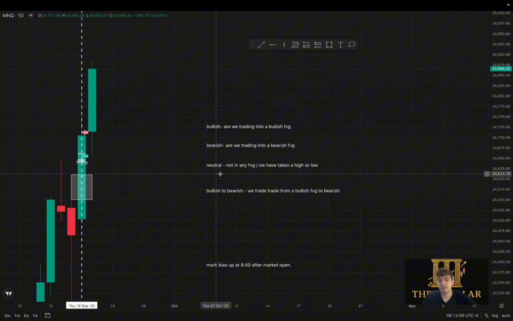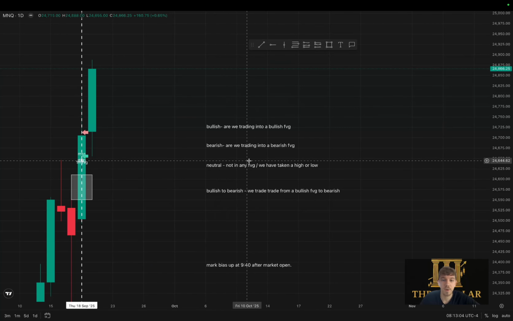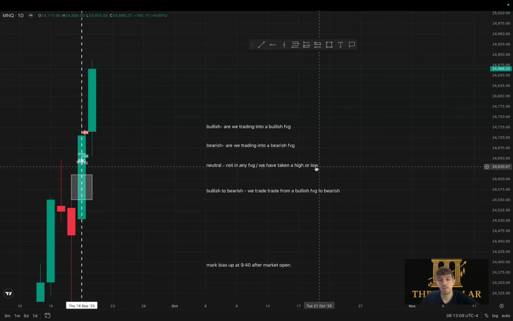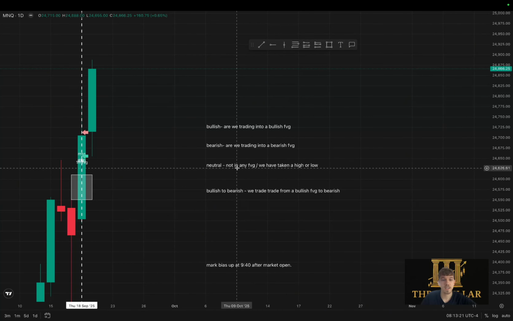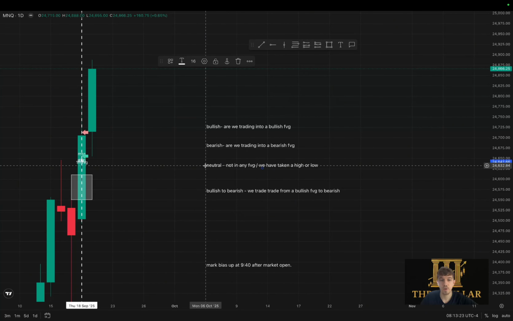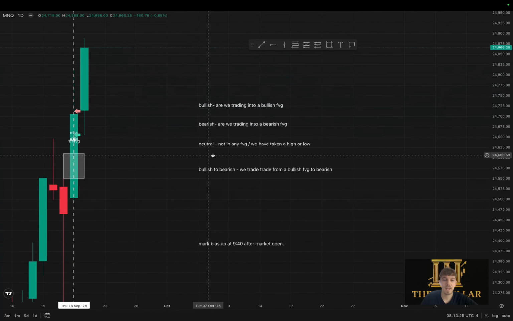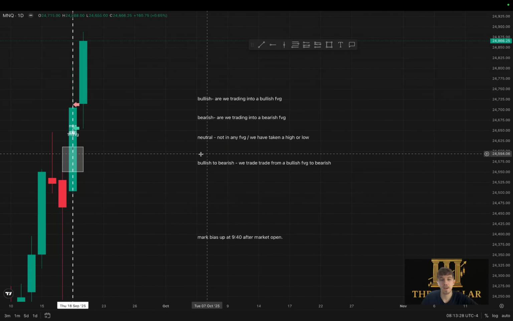A neutral bias is where we don't have a bearish or bullish bias, and that's basically if we're not trading into any fair value gap, or we've taken a high or a low from reacting from a bearish or bullish imbalance. So we've actually met that draw from that fair value gap on that time frame. Neutral biases we don't count as any influence to our overall bias. And if we were to go from bullish to a bearish bias, we'd trade from a bullish fair value gap into a bearish one.